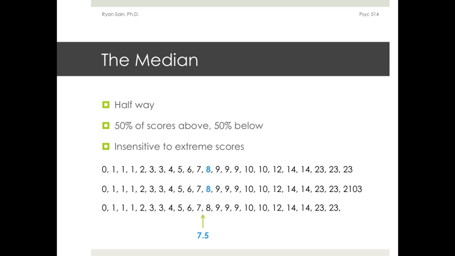So this is the halfway point in your data. Right? 50% of the scores fall above, 50% fall below. It's completely insensitive to extreme scores, as you will see. So when you have these major outliers, we tend to use the median as a representation of the data. The number in blue is the median for each data set.